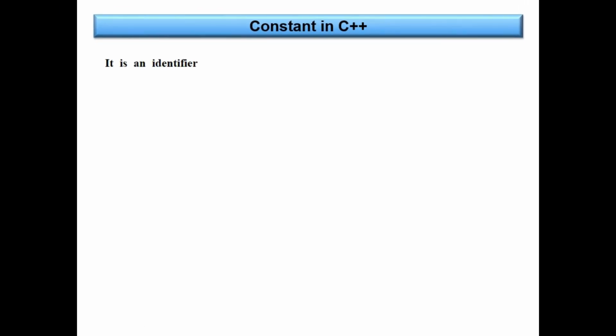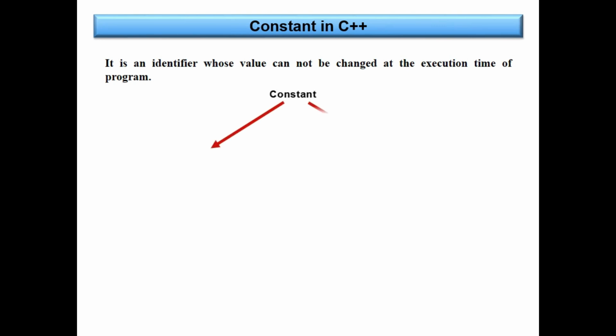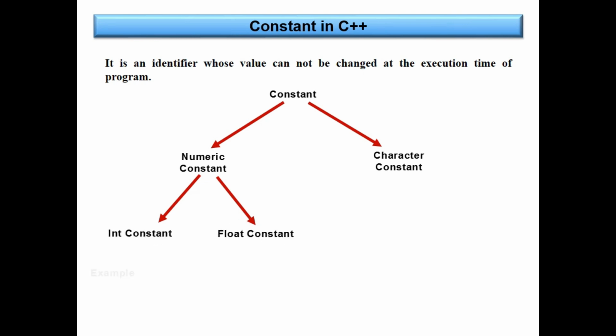Constants in C++. First we will see the definition. It is an identifier whose value cannot be changed at the time of execution. Constants have two types, numeric constant and character constant. Numeric constant is again divided into two parts, integer constant and float constant.